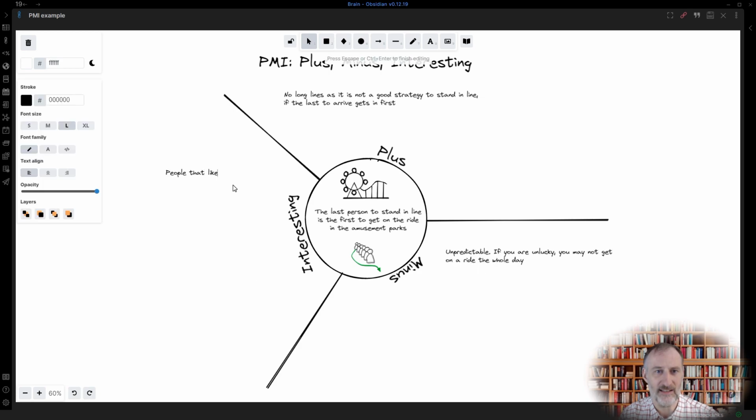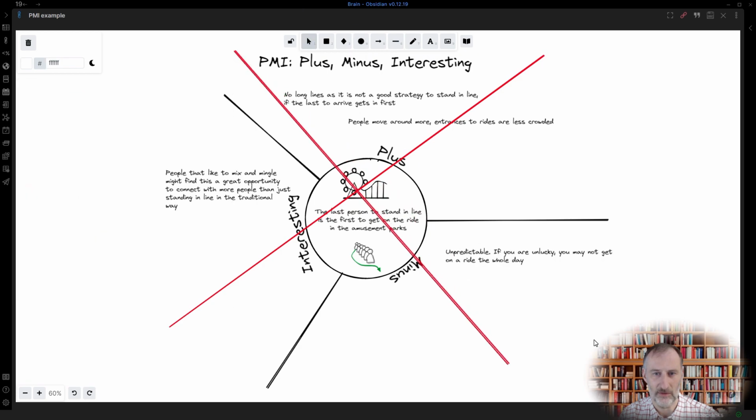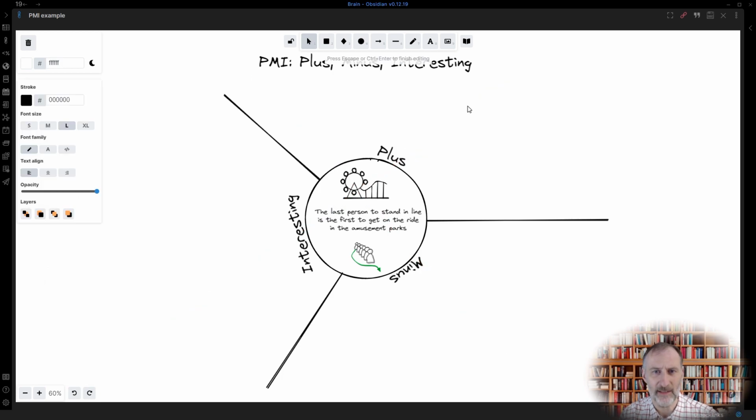This means it is not a matter of thinking of points as they come up and dropping each into a box labeled plus, minus, or interesting. But first looking in the plus direction and noting what you see, ignoring any other points, and then repeating the same for minus and interesting as well. As an example, let's create a PMI for the following proposal. The last person to stand in line is the first to get on the ride in amusement parks.